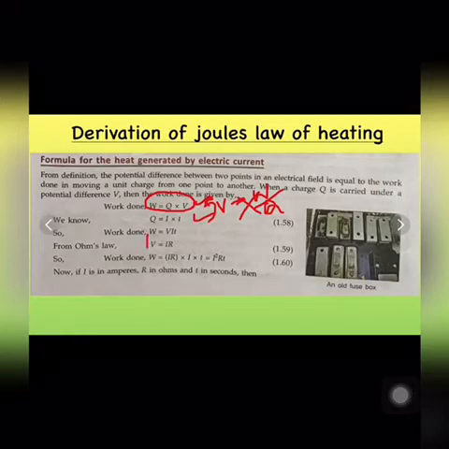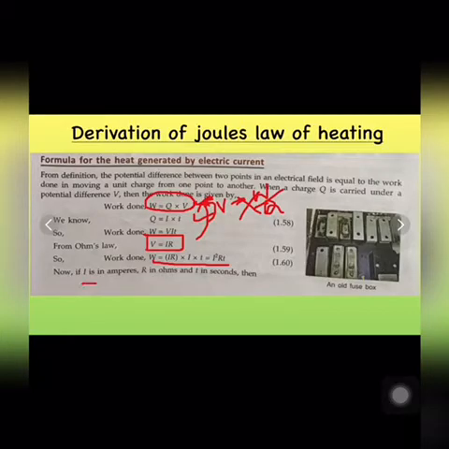Now let us find out the value of V. From Ohm's law, we know that potential difference is equal to current into resistance. So put this value of V again into this formula of work done. After putting the values of Q, that is charge, and V, that is potential difference, work done becomes I square RT.